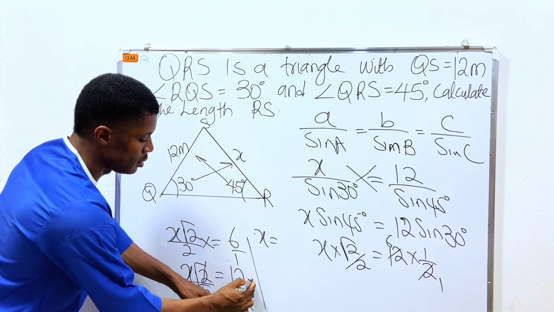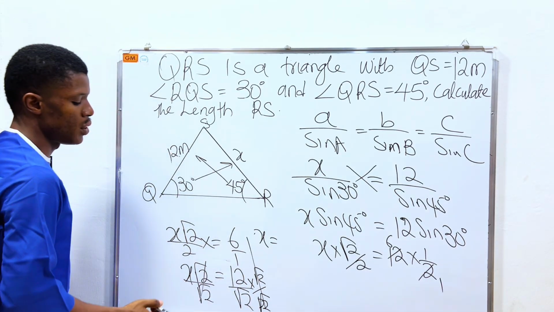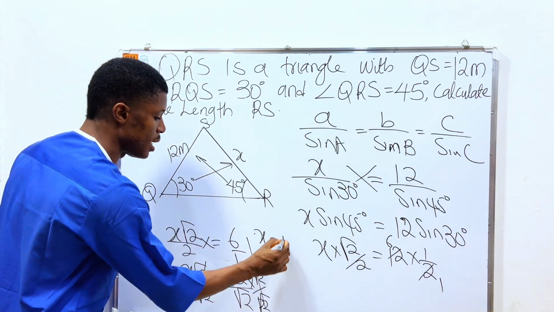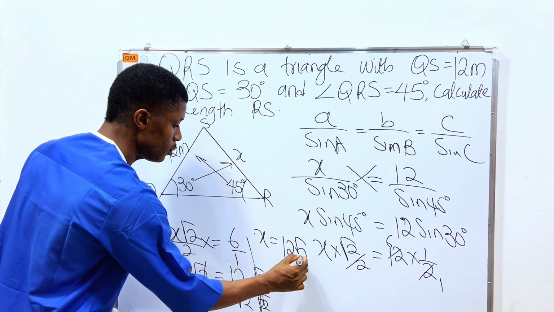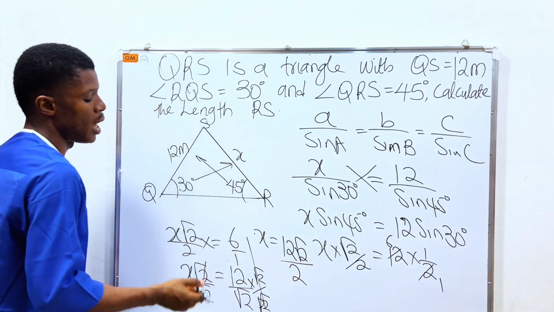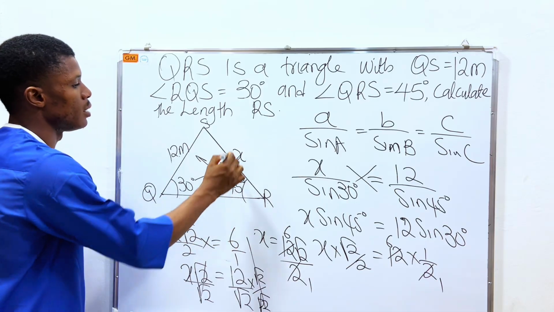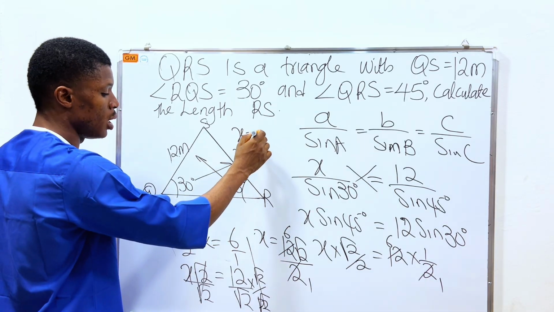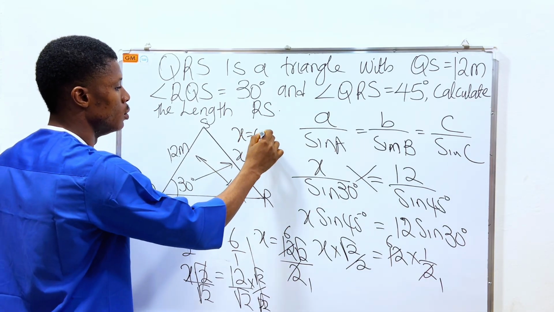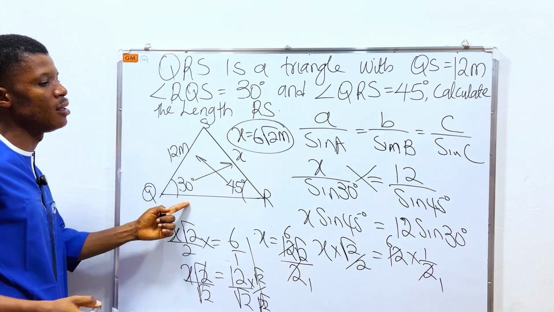We rationalize this root 2. So we have 12 root 2 over root 2 times root 2, which is 2. So if you divide, 2 divided is 1, 12 divided by 2 is 6. So basically, we have that x is equal to 6 root 2 meters. And this is the value for x.